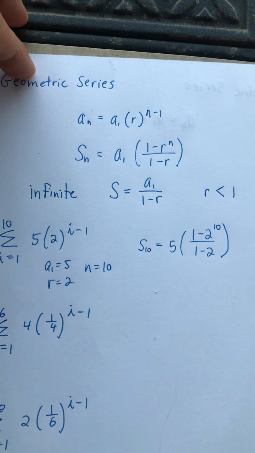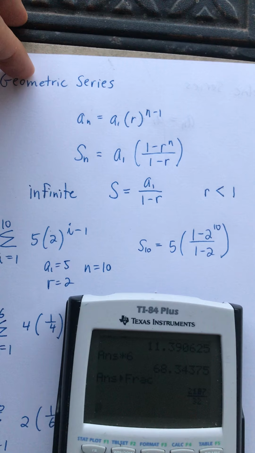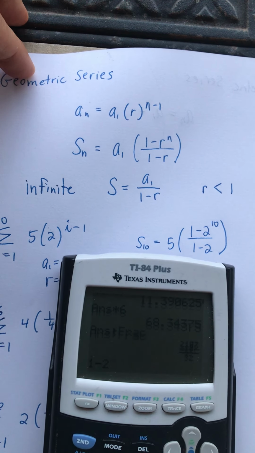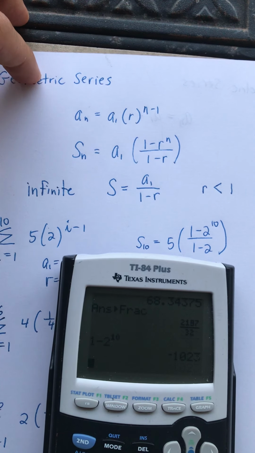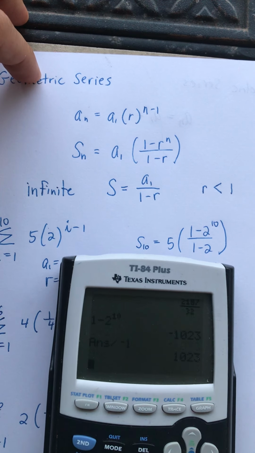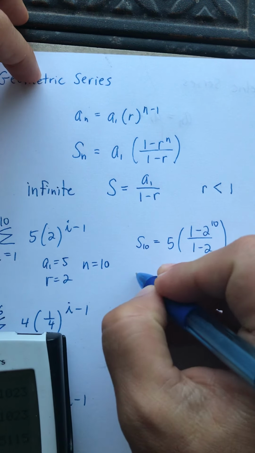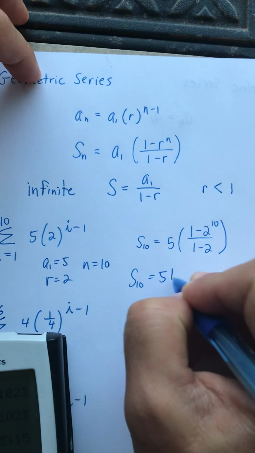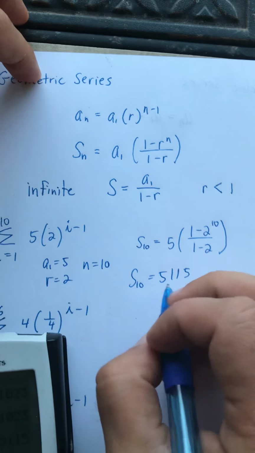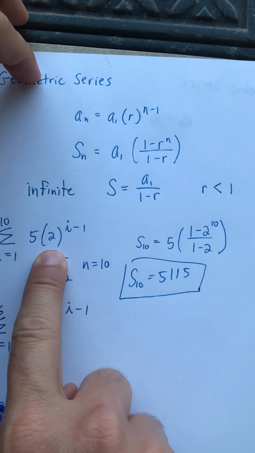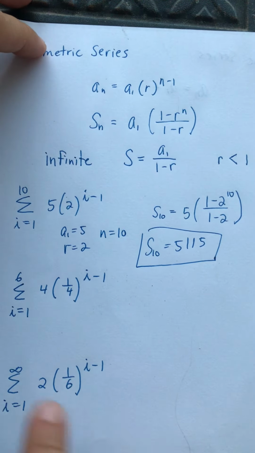So let's go ahead and enter this into the calculator. My numerator is going to be 1 minus 2 to the 10th power, and then I'm going to divide by negative 1, because my denominator is negative 1, and then I'm going to multiply by 5, and that's going to give me 5,115. So S10 here is going to be 5,115. That's the sum of the first 10 terms of this geometric sequence. All right, let's do number 2 now.